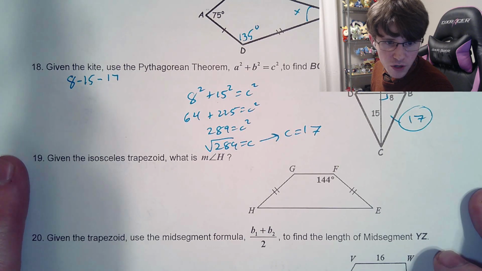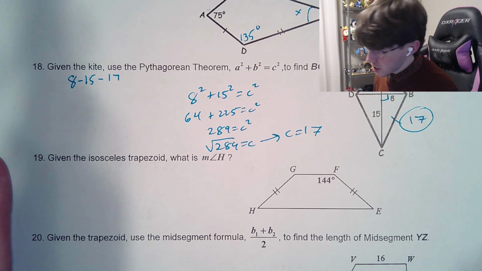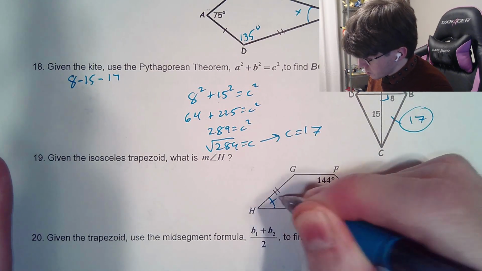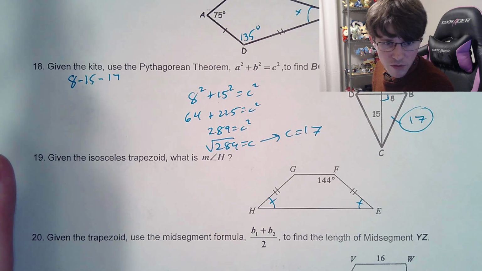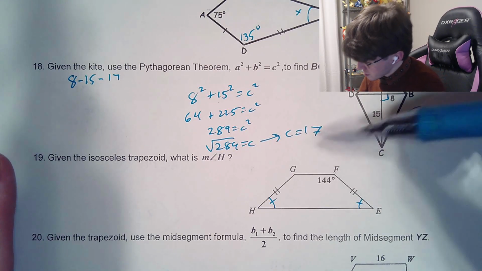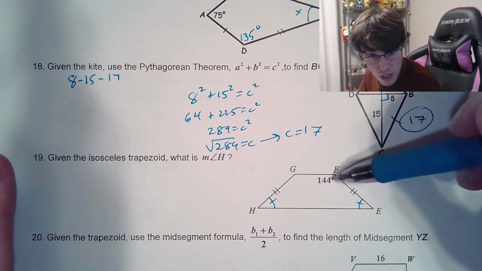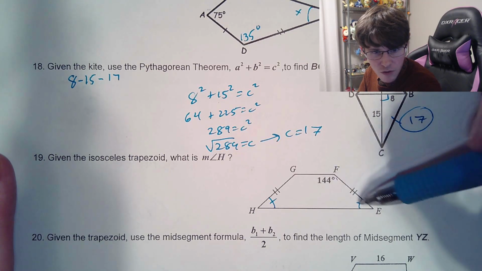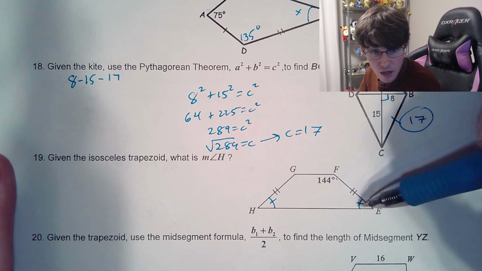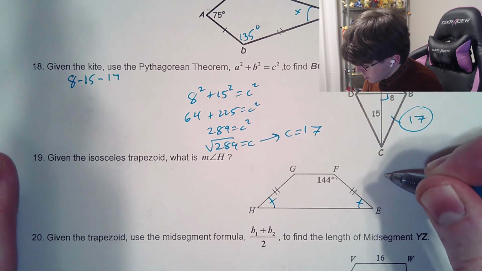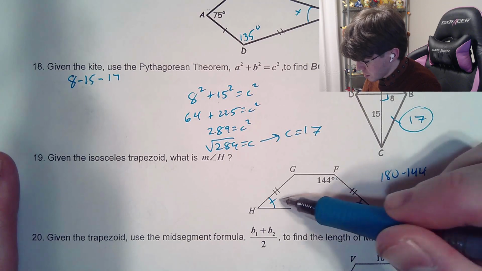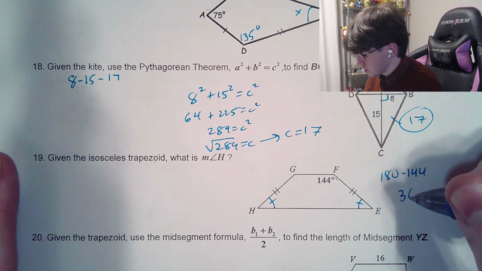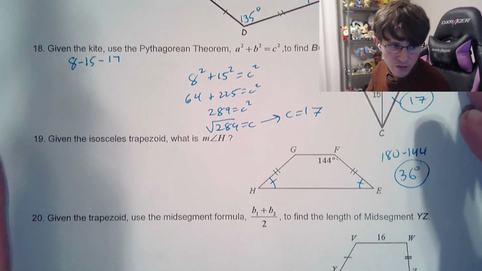Given the isosceles trapezoid, what is the measure of angle H? One of the big rules for isosceles trapezoids is that these two angles here are guaranteed to be the same. These are called our base angles. In addition, these two over here have to add up to 180 degrees. So for all trapezoids these two end up adding up to 180. So 180 minus 144 is going to give us the measure of E, which is also going to be the measure of angle H. So we get 36 degrees, and we move on with our life.